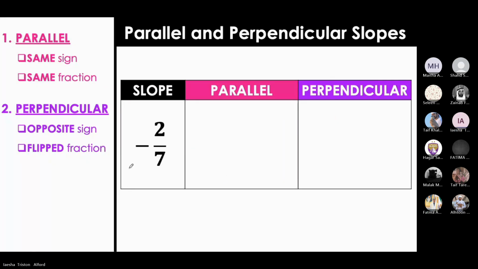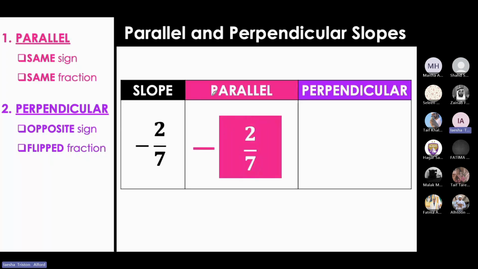Last one. The slope is -2/7. Parallel should be same sign, same fraction. What number in the box? -2/7. Perpendicular should be opposite sign, flipped fraction. So what number in the box?